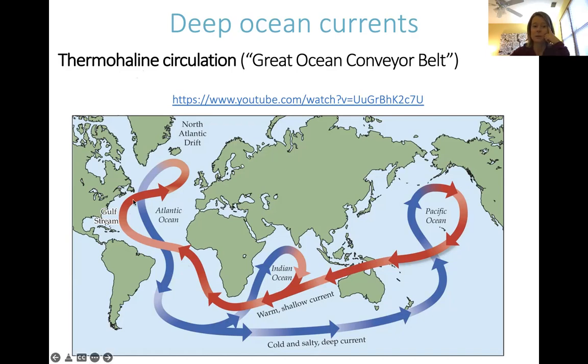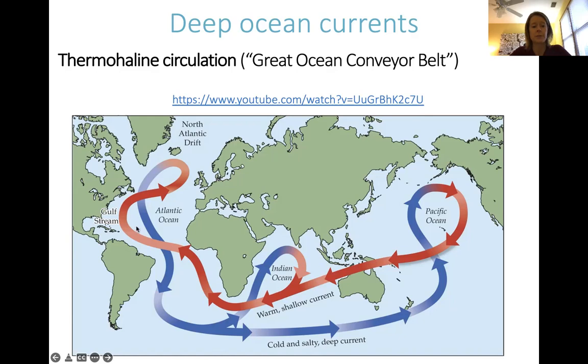So we see the Gulf Stream here. The Gulf Stream has a surface circulation component as well as a deep ocean current component. The Gulf Stream is really important. I have a video here that I'm going to show you in just a second that'll talk about how this affects some northern latitudes, up in northern Europe here.